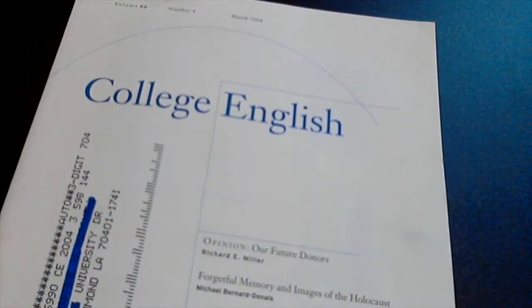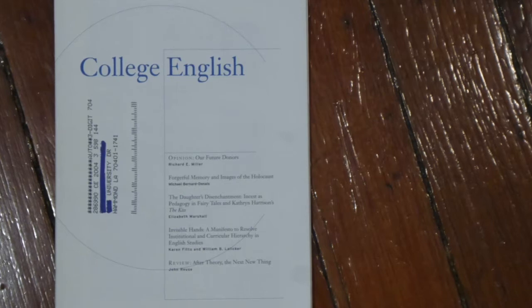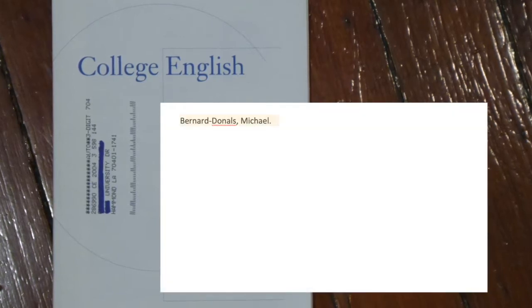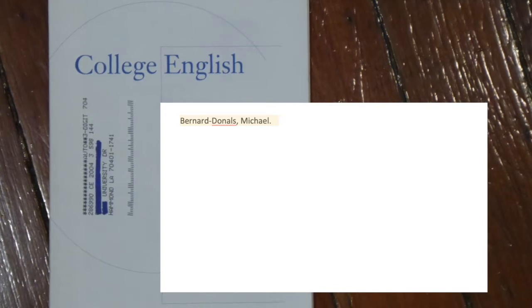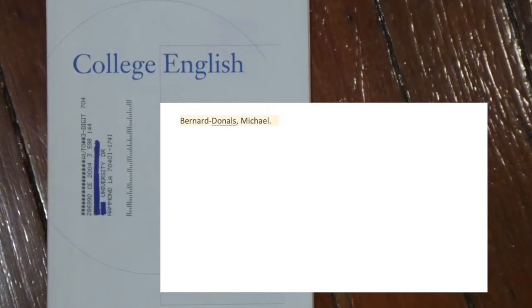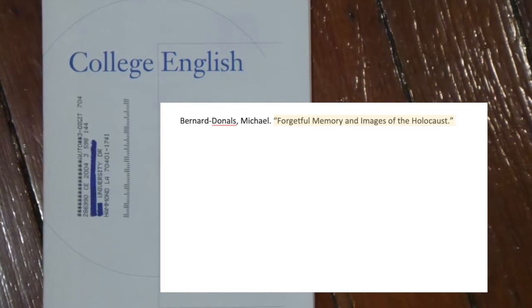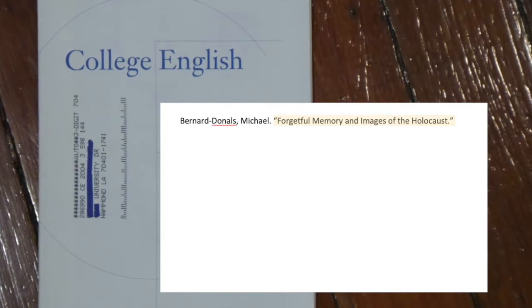article. I already know the author's name, so I would go ahead and put the author's name, last name first, comma, first name last, period. I also already know the title of the article, Forgetful Memory and Images of the Holocaust. In this instance, because it's a short work, I would go ahead and put it in quotation marks, and really short is probably anything that's under 60 pages, so don't let that overwhelm you.